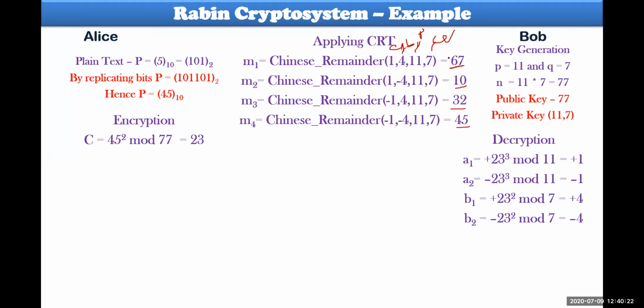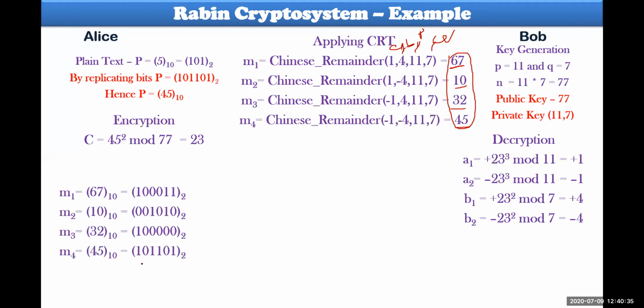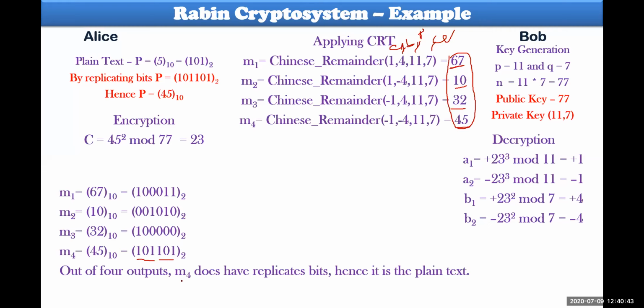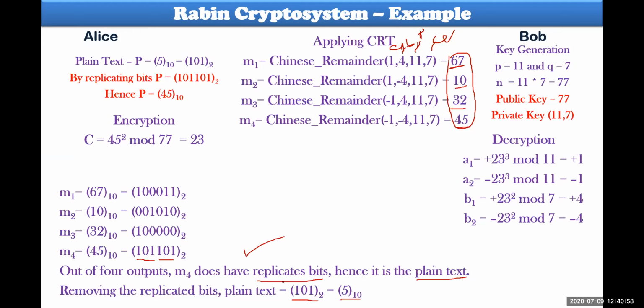If you identify the binary equivalent values of this, look at this. The binary equivalent value is 1000111 base 2, then this one, and also this one, and finally 101101. So the same kind of pattern has been replicated. Therefore M4 has the replication bits, and that is the plain text. After eliminating one group of replicating values, 101 is the actual value, which is 5. In this way you have to identify.